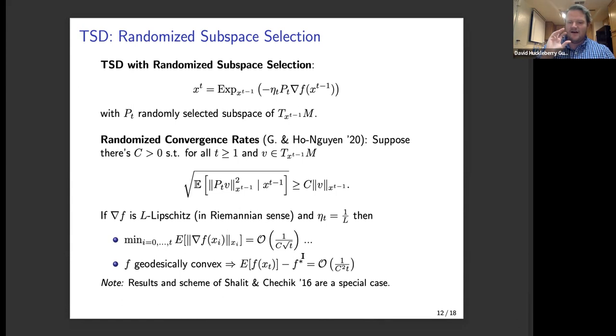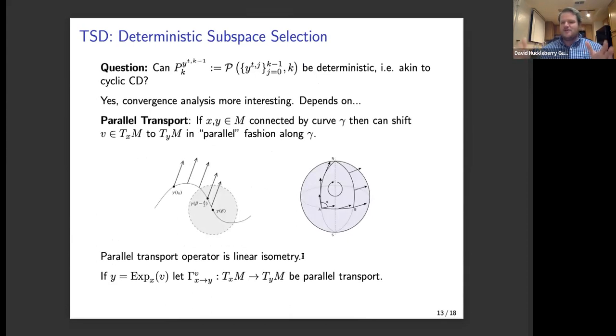Now, these are actually seen in a very narrow instance in a previous paper, namely a paper by Shalit and Chechik from 2016, where they do a version of coordinate descent that is specialized only to the orthogonal group. They don't give a very general analysis. It is a single manifold algorithm. So, if I present randomized rules, there's a very natural question here of, can I do deterministic rules and get deterministic guarantees? Randomized is great, but we do love deterministic as well. This analysis gets really interesting.